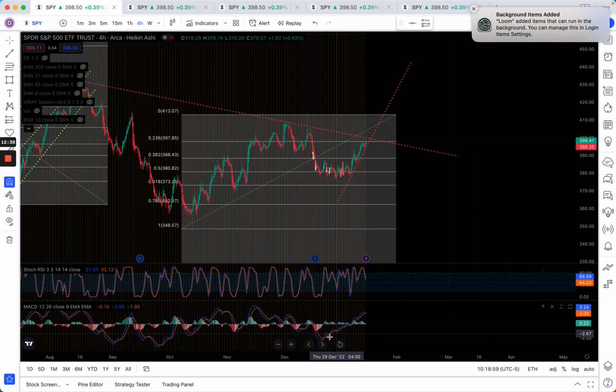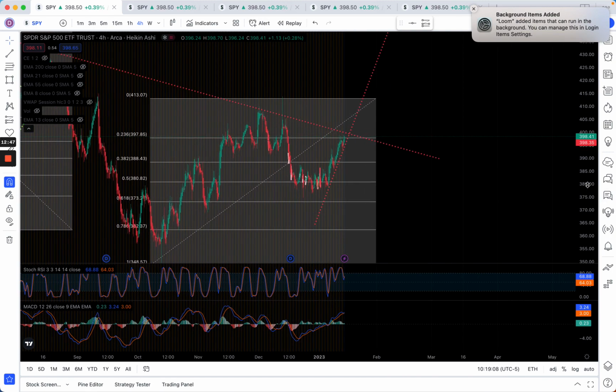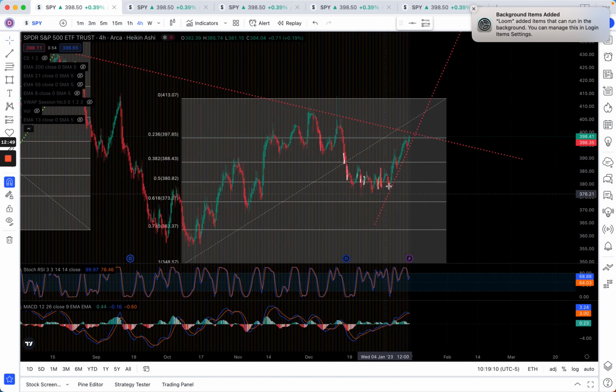One thing, though, is that we're getting towards overbought. So this is definitely a make or break situation. I will definitely not be going short until this trend line breaks. When this trend line breaks, I'm going short. And that's it. There's just no way around it.